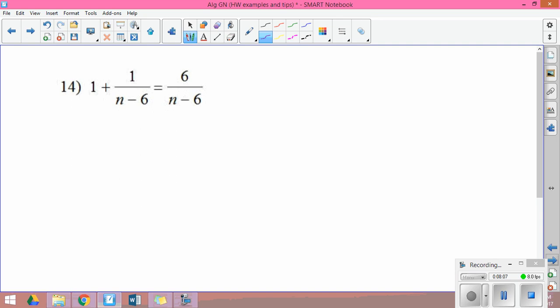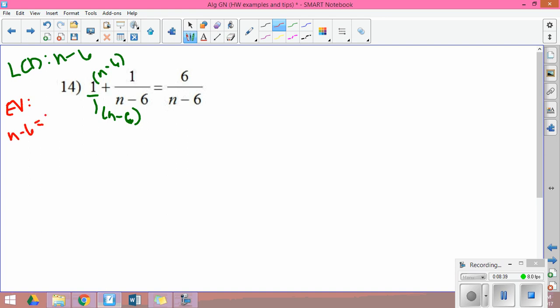Just to take a peek at number 14, this initially looks kind of strange. So my least common denominator here is n minus 6 because whole numbers are over 1. So now when I go to build that common denominator, this first one would need an n minus 6 and the second one would need n minus 6. I also have to look at my excluded values. What would make n minus 6 equal 0? Well, that is if n is 6, so my excluded value is 6.